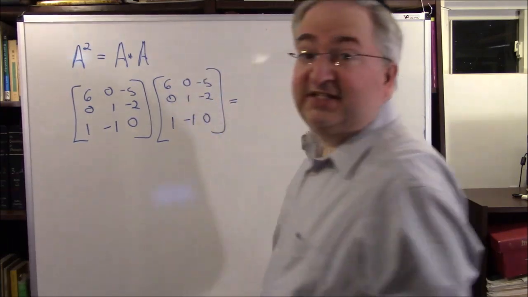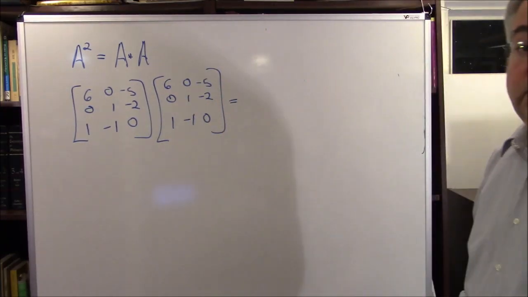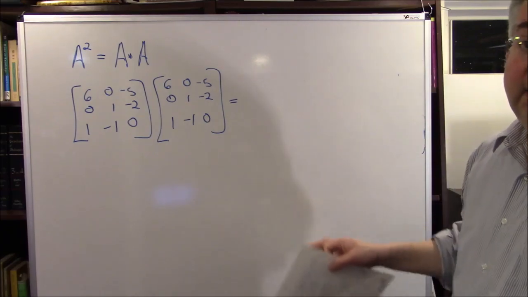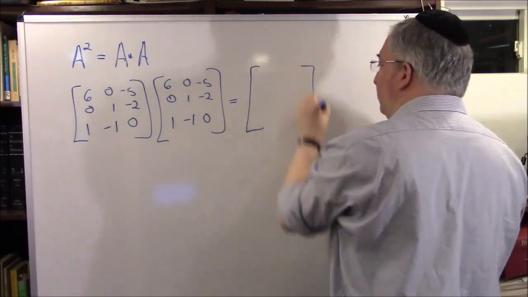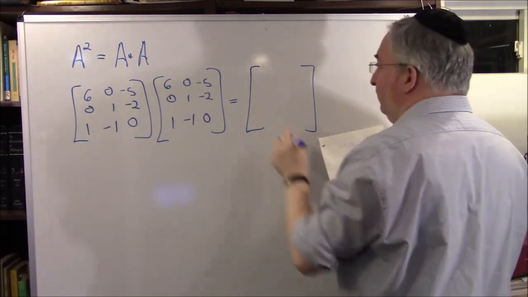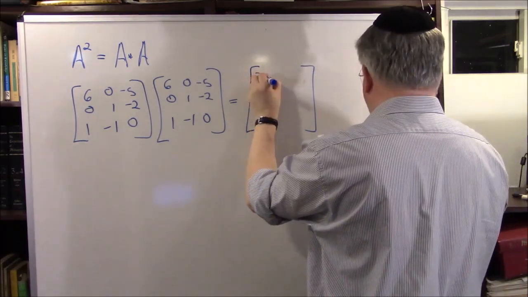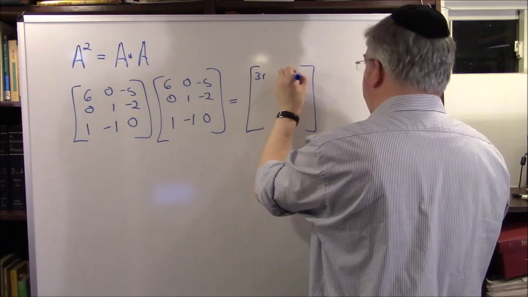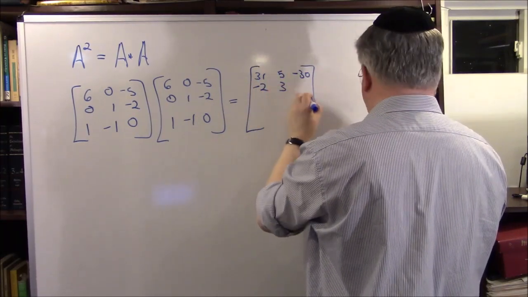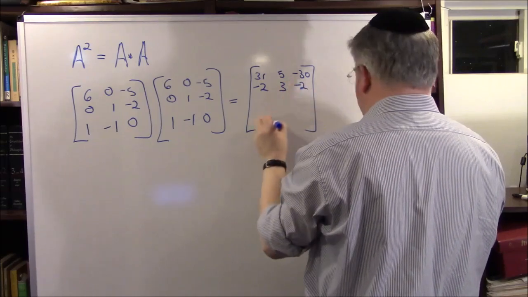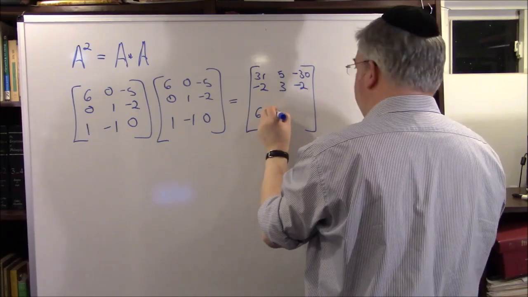Equals, stop the video, stop the YouTube, multiply them out. Start it again when you finish. I'm going to put up the answer, but I'm not going to go through the answer because we've done it already. This is 31, 5, minus 30, minus 2, 3, minus 2, 6, minus 1.